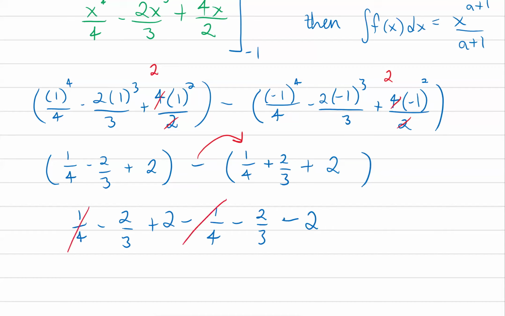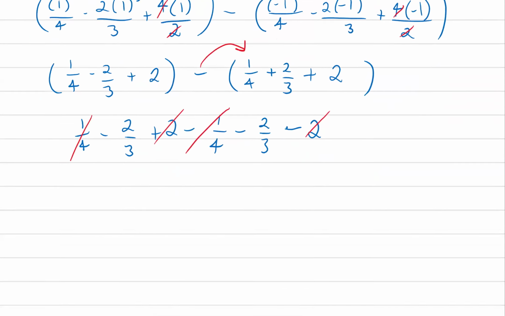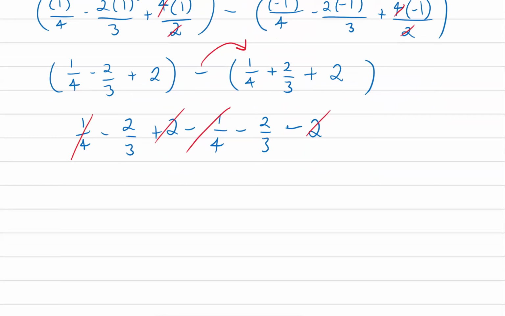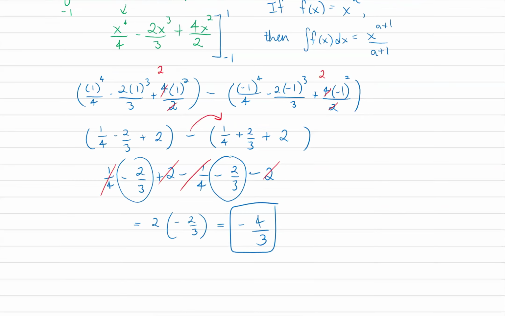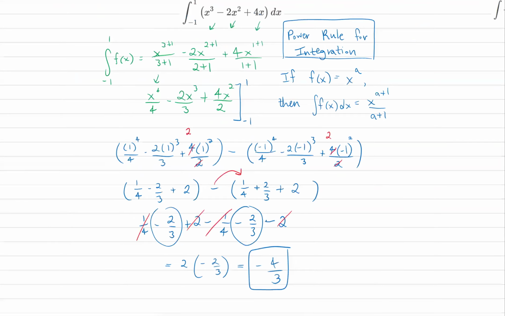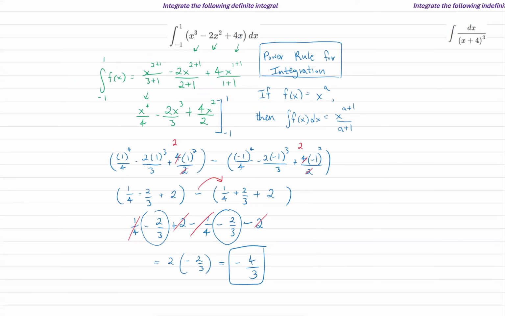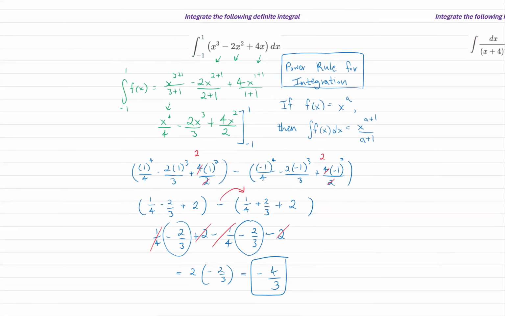The 1/4 are gone. The 2 and the -2 are also gone, sharing the same value but different signs. And so we just end up with a double of the -2/3. So the final answer for this integral is a negative 4/3. A definite integral will always end up with a definite answer, or final numerical value. It represents an area underneath that curve between -1 and 1.